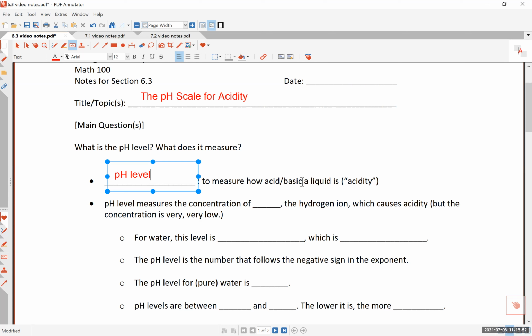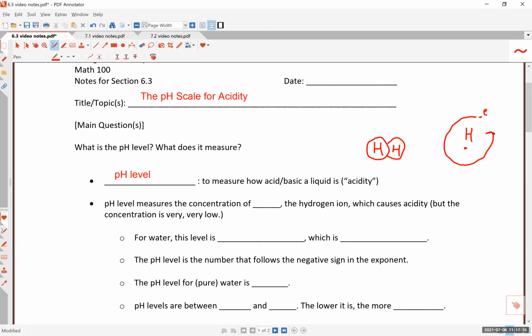In fact, let's go ahead and write this down. Hydrogen atom. H2 is what we call hydrogen as a molecule, but each atom consists of one proton and then one electron going around and around.